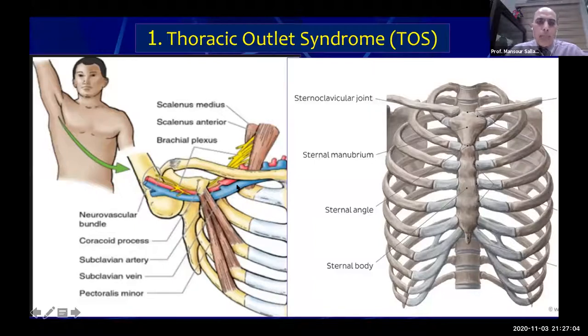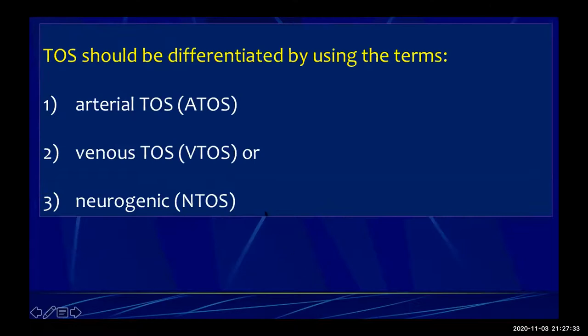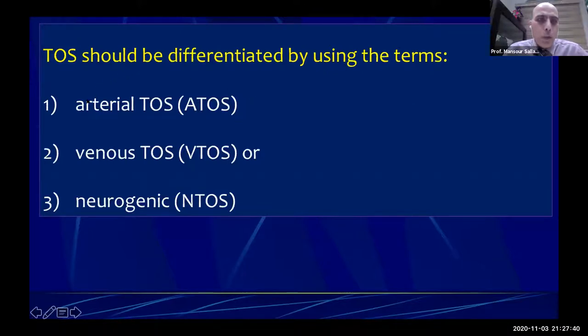If any compression happens in this segment, usually we will have what is called thoracic outlet syndrome. The commonest etiology of thoracic outlet syndrome by far is the cervical rib, which happens in approximately 80% of situations. However, any inflammation, soft tissue abnormalities, fractured rib or fractured clavicle, or a fibrous band that connects all these components together will result in thoracic outlet syndrome. It should be differentiated using terms depending upon which component is compressed: arterial, venous, or neurologic.